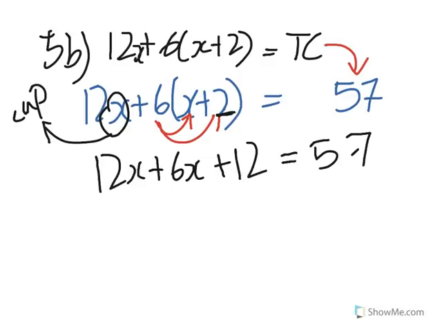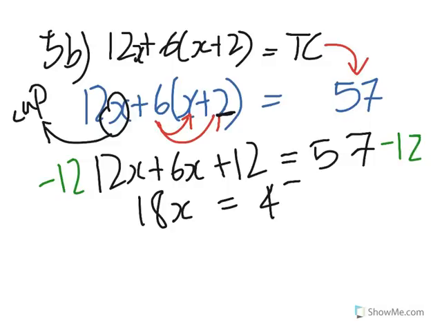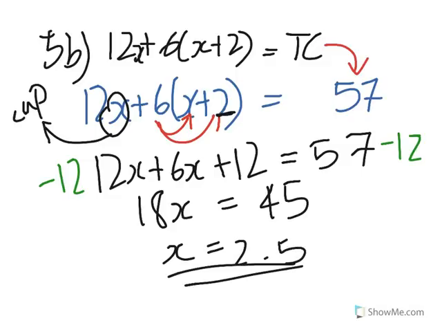is equal to 57. Now 12x plus 6x is nothing but 18x, and we can subtract 12 on both sides, and we're going to get 18x is equal to 57 minus 12, which is 45. So divide by 18 on both sides, you're going to get x as 2.5. So the cost of each cup is $2.5 or whatever you like to call it.